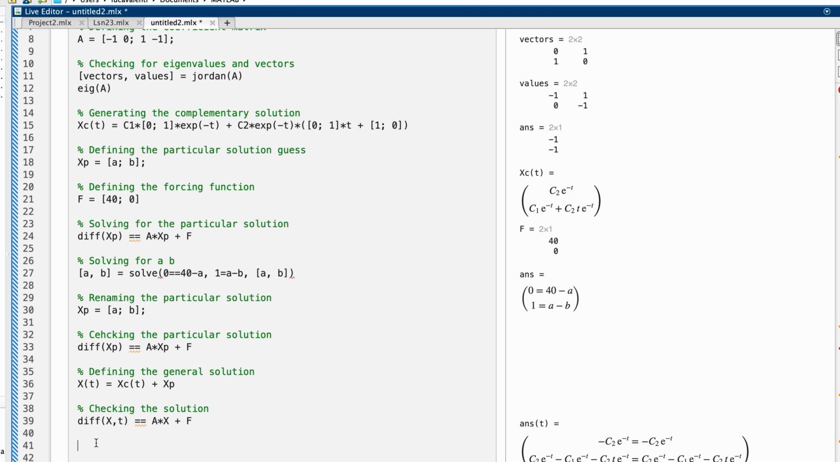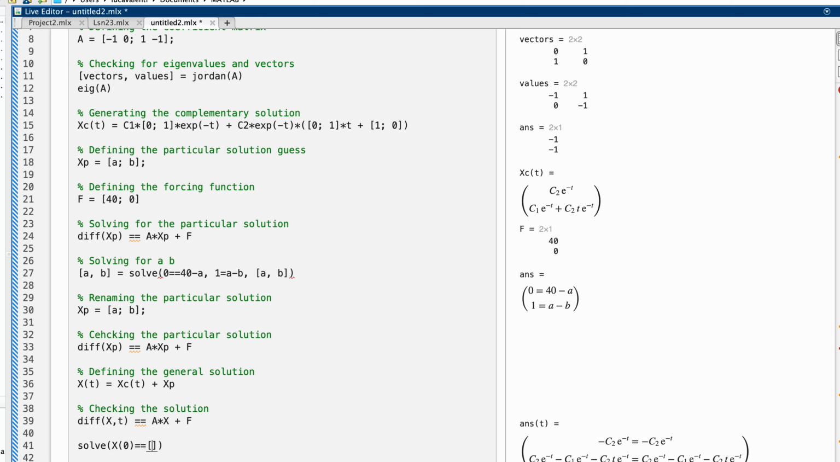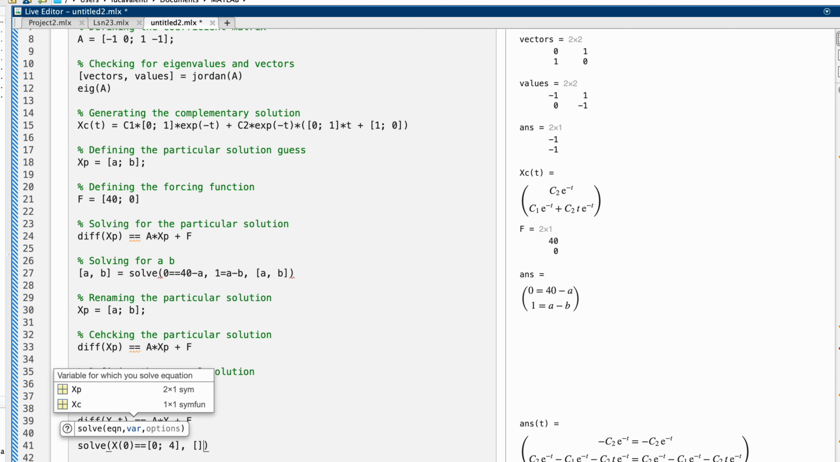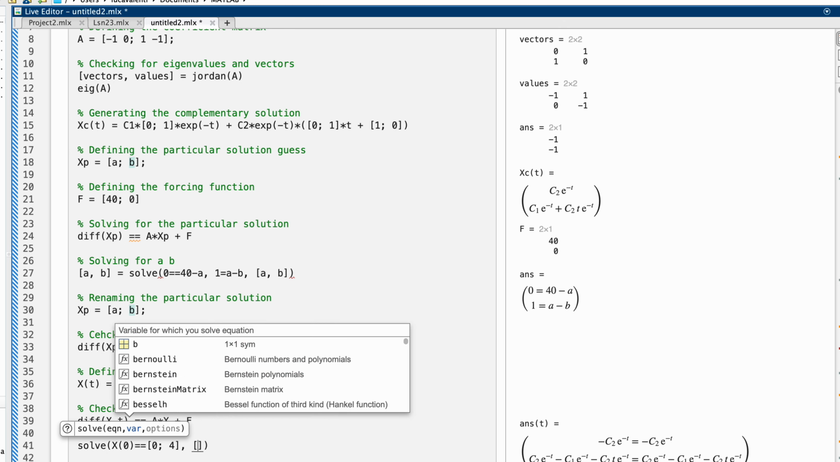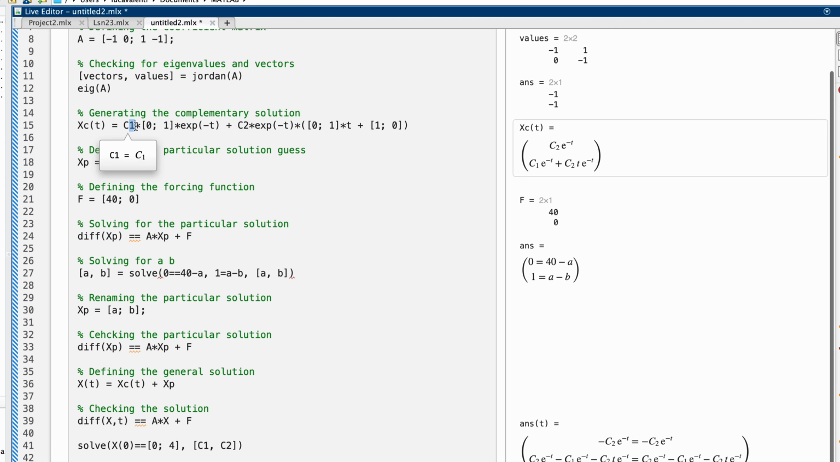And then from that, what are we going to have here? We're going to have the solving for the C1 and C2. So that's going to be the solve. x of 0 is going to be equal to what? Well, they told us a1 is 0, a2 is 4. And we want to solve for C1, which was capital, and C2. Look, C1 and C2 here.